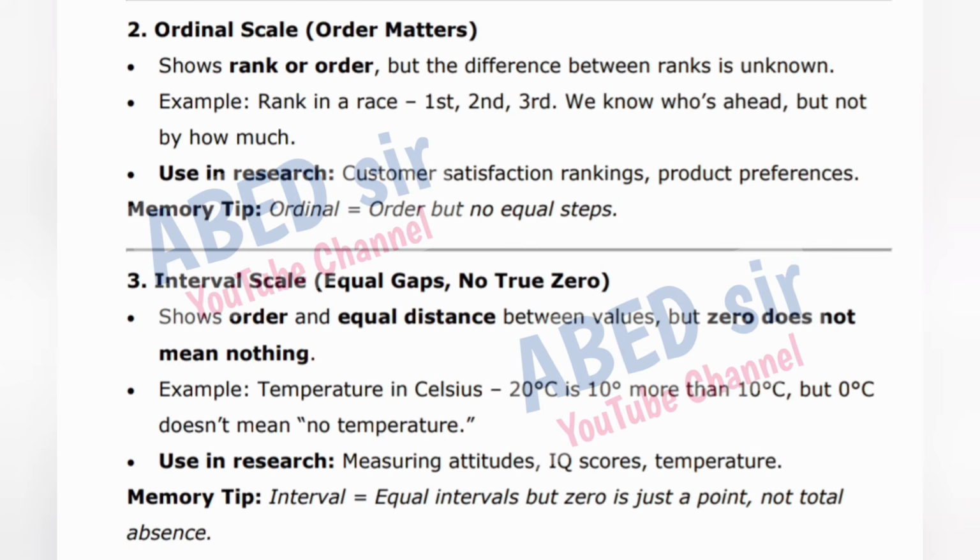3. Interval scale, equal gaps, no true zero. Shows order and equal distance between values, but zero does not mean nothing. Example: temperature in Celsius, 20 degrees Celsius is 10 degrees more than 10 degrees Celsius, but 0 degrees Celsius doesn't mean no temperature. Use in research, measuring attitudes, IQ scores, temperature. Memory tip: interval is equal to equal intervals, but 0 is just a point, not total absence.